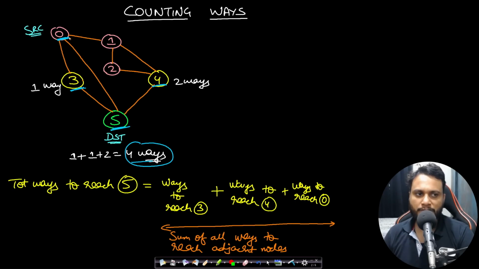The number of ways to reach the source node itself will be one way. And here you can reach 3 in exactly one more way. You can reach 4 in two ways from the source node by following 0, 1, 2, 4, or you follow 0, 1, 4. These are the two ways, right? So the total ways to reach 5 will be via 3, via 4 and directly via 0. That is how I have written 4 ways. I think you have clearly understood this, right?